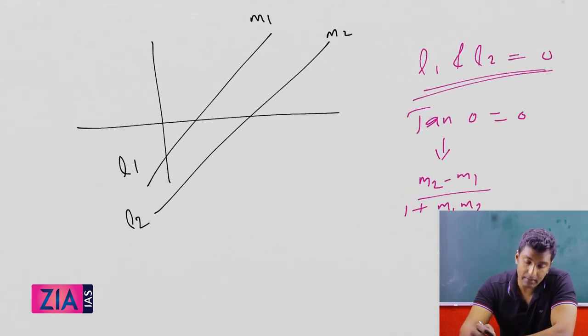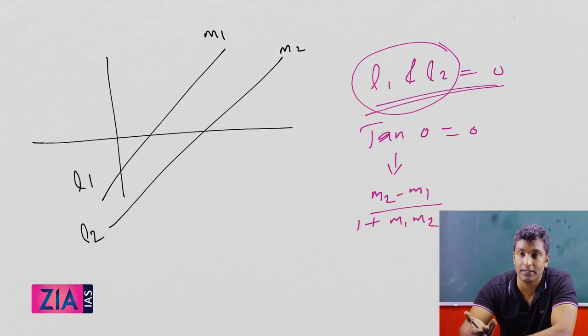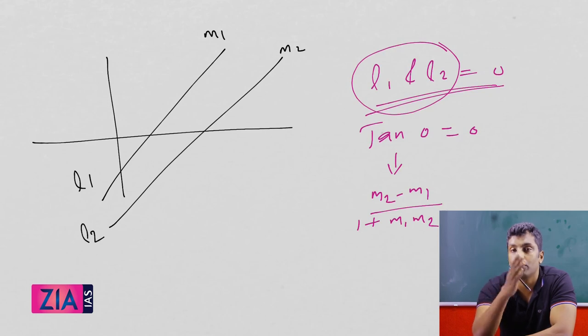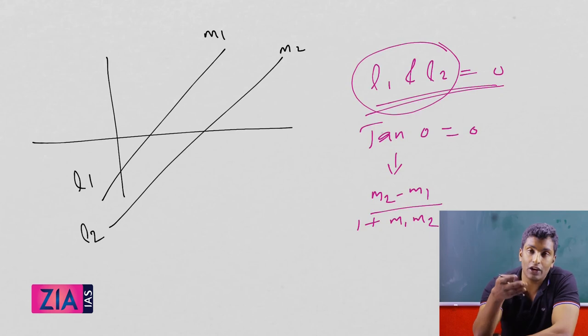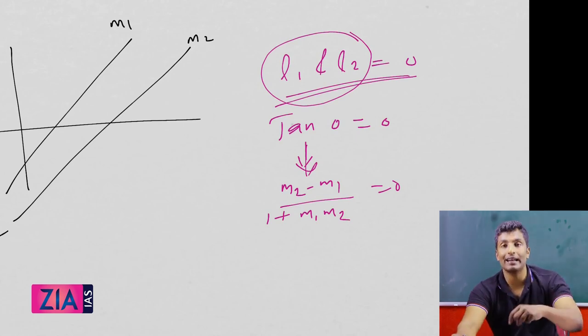See, why I'm saying the angle between L1 and L2 is 0 is because these are parallel lines, there is no intersection. Just now we derived the equation where you can see the intersection, and we understood tan theta was (m2 minus m1) divided by (1 plus m1 m2). So here the intersection is not there, so the angle is 0, so tan 0 is 0, and we know this has to be 0. Tan 0 means you are getting it like this, right?